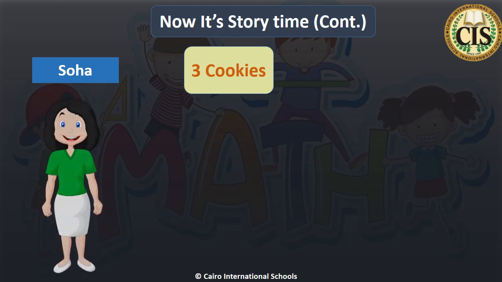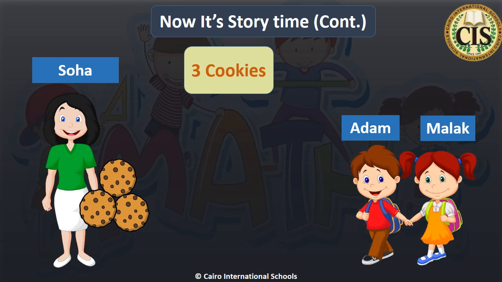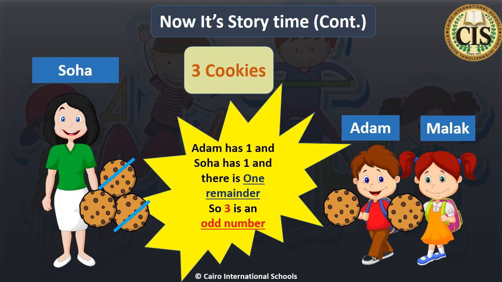Now, let's see how the mother Soha will distribute the 3 cookies among Adam and Malak. The first cookie will go to Adam, and the second cookie will go to Malak. Now, the mother Soha has 1 cookie remainder, and she cannot distribute it among Adam and Malak. So, we can say that 3 is an odd number. 3 is an odd number as we have 1 remainder.